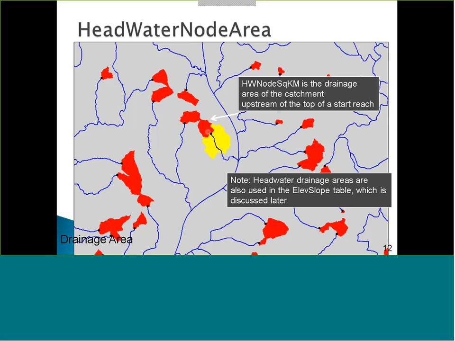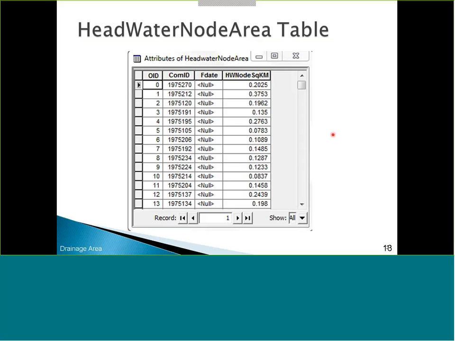And this drainage area here is also used in the elevation and slope calculations, which I'll discuss in a little bit. Now, here's the layout of the Headwater Node Area Table. It has our COM ID, and then for each of the headwater reaches, it has the headwater node area in square kilometers given in here, and that's the Headwater Node Area Table.